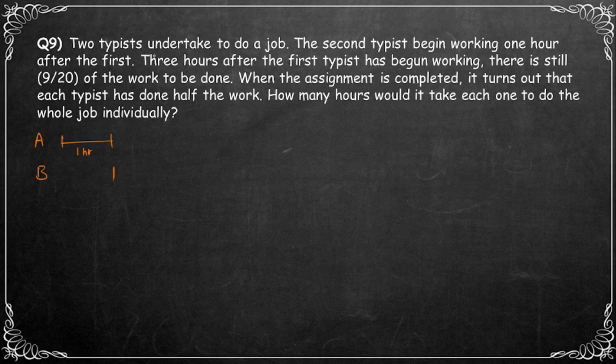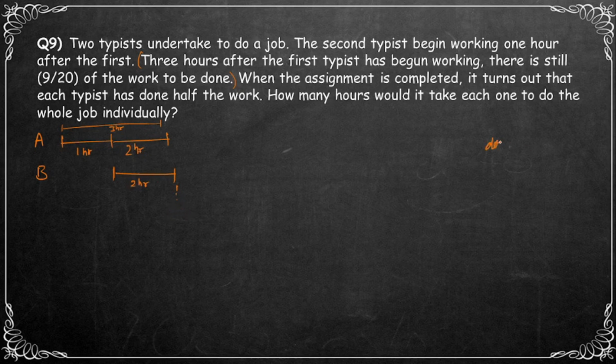Now the next sentence is, 3 hours after the first typist has begun working, there is still 9 by 20th of the work to be done. So that means from here 3 hours, so that means 2 hours, right? 1 plus 2 is 3. So B has also worked for 2 hours. At this point of time, 9 by 20th of the work is pending.